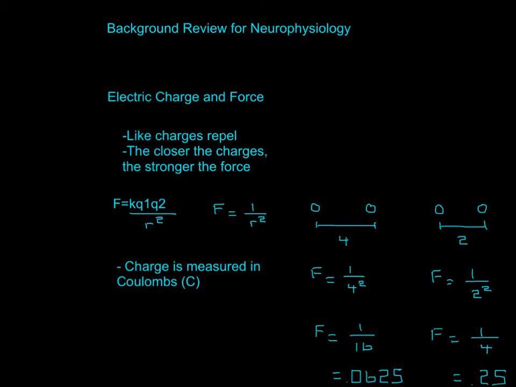So this is just the background review for neurophysiology. You have to know a little bit of knowledge for physics too, so let's just go over some basic stuff, like electric charge and electric force. Why this is important is there are sodium ions, potassium ions. These are electric charges inside and outside the solution of a neuron. So that's why we're talking about electric force.